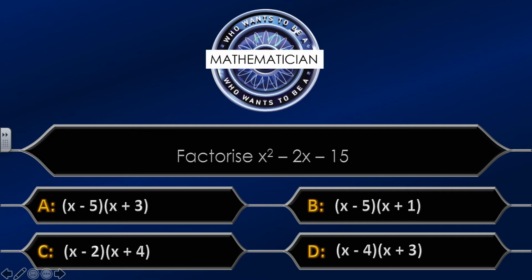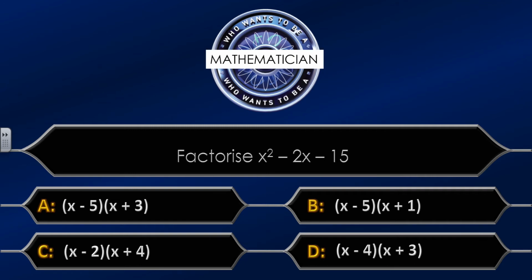Question 7, factorize x squared minus 2x minus 15. Again, the four possible answers are A equals (x - 5)(x + 3), B equals (x - 5)(x + 1), C equals (x - 2)(x + 4), D equals (x - 4)(x + 3).